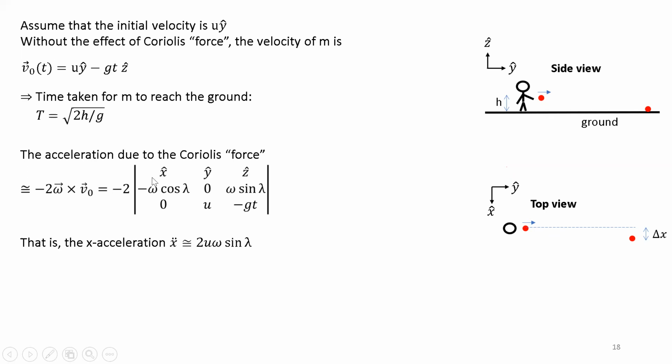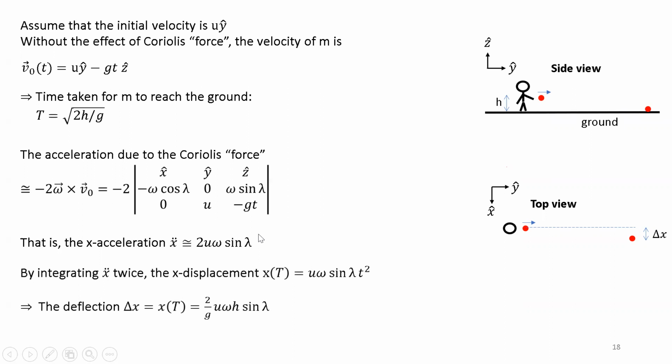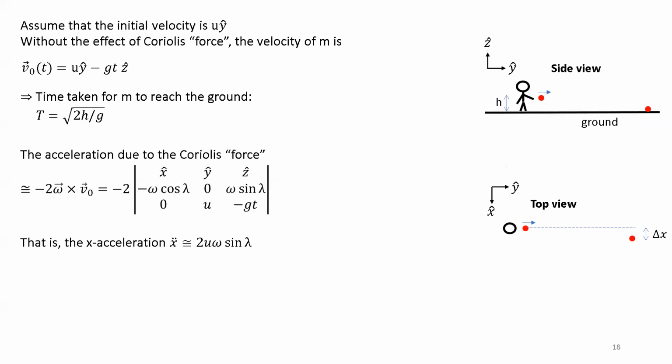But as I said, we just want to focus on the deflection along this x direction. So the x component of this term is given by this. Then if you integrate twice and substitute t equals capital T, you are able to find the deflection along the x direction. Okay, so that's the example that I want to go through.